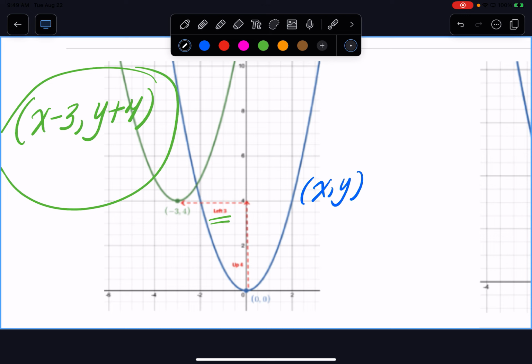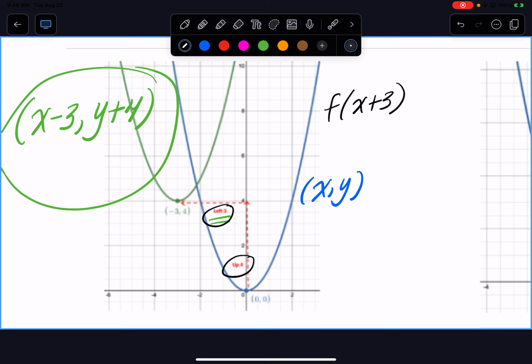Now let's do the f of x answer. Okay, so this is literal. It's a literal translation. F of x takes memorization. I always write it in words because it helps me with this answer. So we know shifts left and right, we go opposite, and it's grouped in the parentheses. So we'd say f of x plus 3.